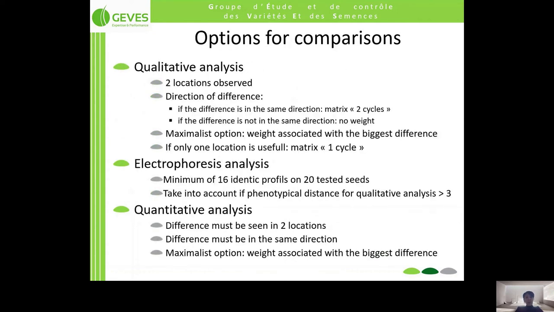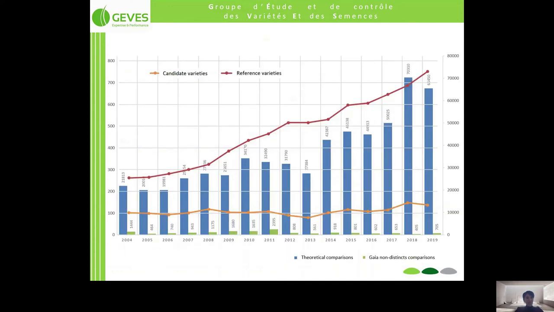Now the option for comparison for qualitative analysis is they use two locations. They take different options, but you will see these options if you begin to use the software. You can see it in detail. I'm not going to detail all options, but I want to show you this graph. This graph shows the evolution of the reference collection and the number of candidate varieties in France over 15 years. I want to focus your attention on the increase of the theoretical comparison and the significant contribution of Gaia software to reduce the comparison in the second year of study.